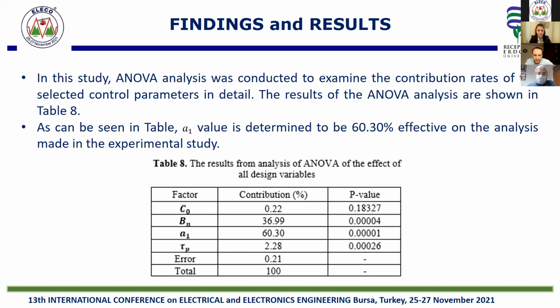And secondly, BN has a 36.90% contribution. According to the experimental design principle of the Taguchi method, if the p value is less than 0.05, it shows the factor has a significant effect on the experimental results. That is, the factor is an important factor.